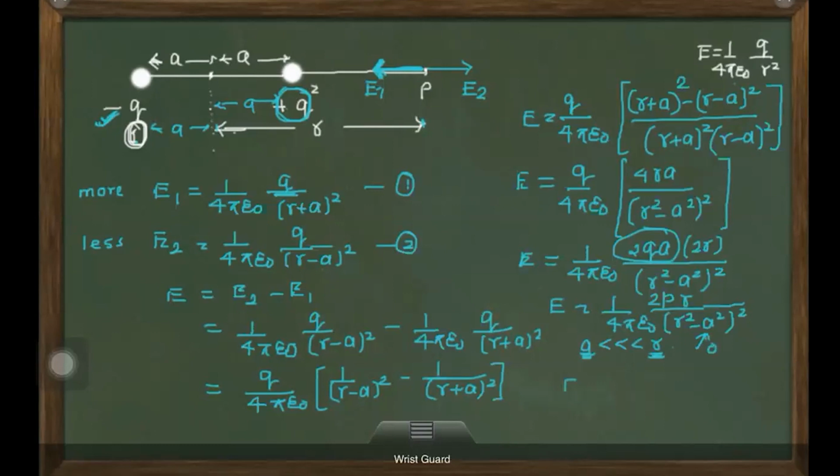Then we can write E is equal to 1 by 4 pi epsilon naught 2PR divided by R square will remain, and again when we do the square, here will be R power 4. And then finally we have E is equal to 1 by 4 pi epsilon naught and then 2P divided by R cube. So this is your formula.